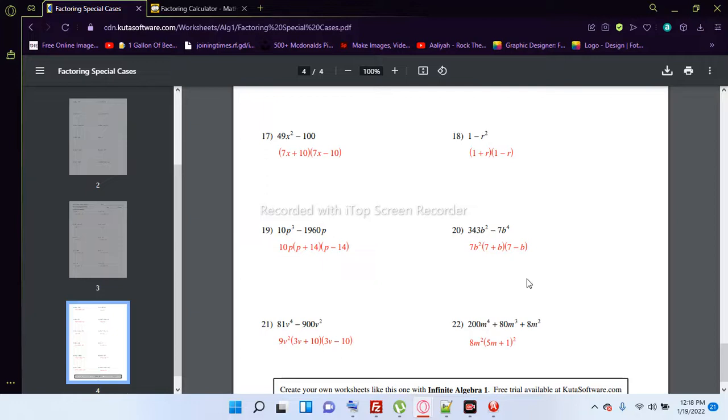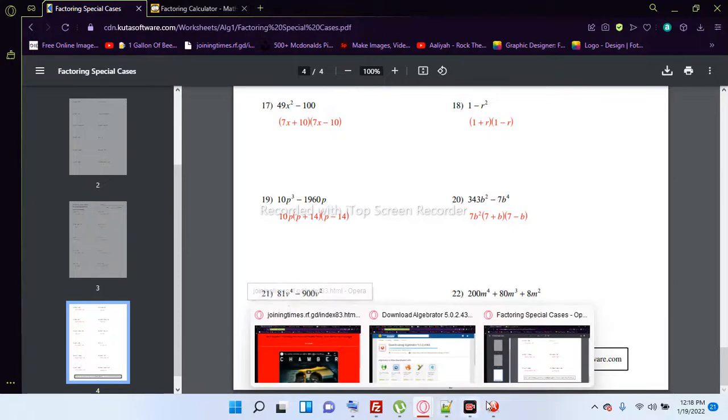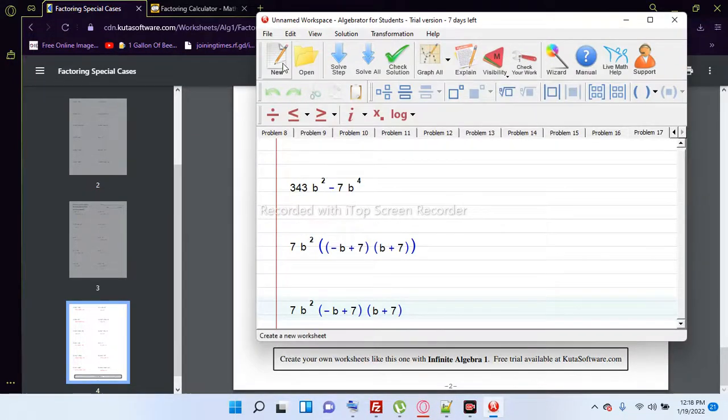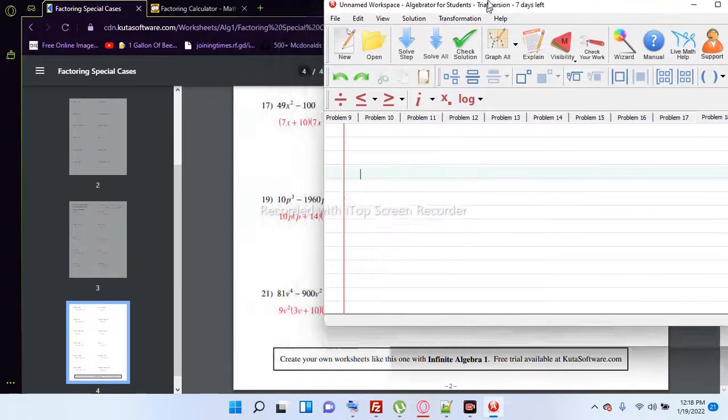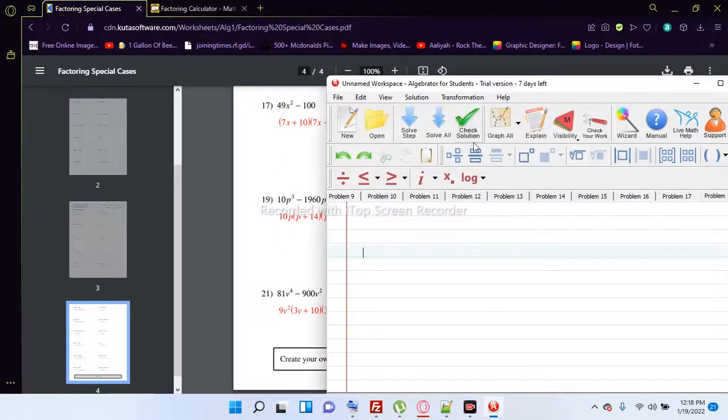So this is why I said use the Algebrator, because the Algebrator is giving you the correct equation, and this isn't. So whatever kind of calculator that is, it's kind of wrong. But we're going to use it just to show you. Now you have an 81v to the fourth power minus 900v squared. So we're going to try that one. We go to the Algebrator, click a new sheet, and I'm going to get this going. Here we go. And we go 81v to the fourth power.